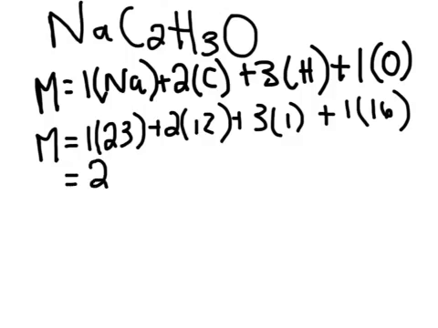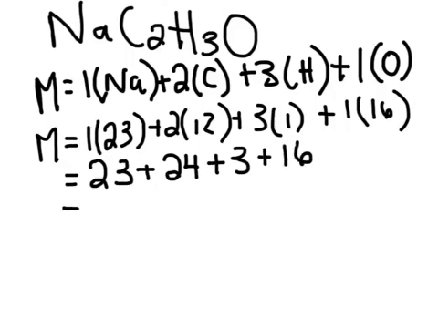Now we're going to do the simple math to solve this formula. So 1 times 23 is 23, 2 times 12 is 24, 3 times 1 is 3, and 1 times 16 is 16. And if we add all of those numbers up, we get 66. And molar mass's units is grams per mole.